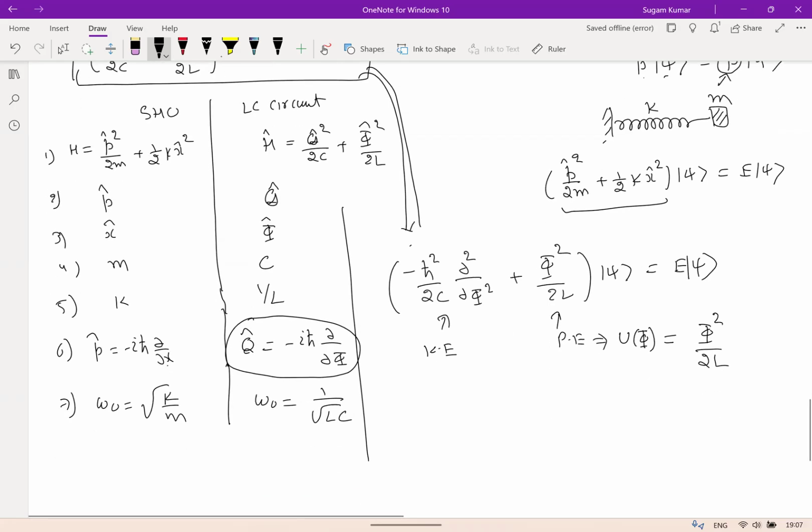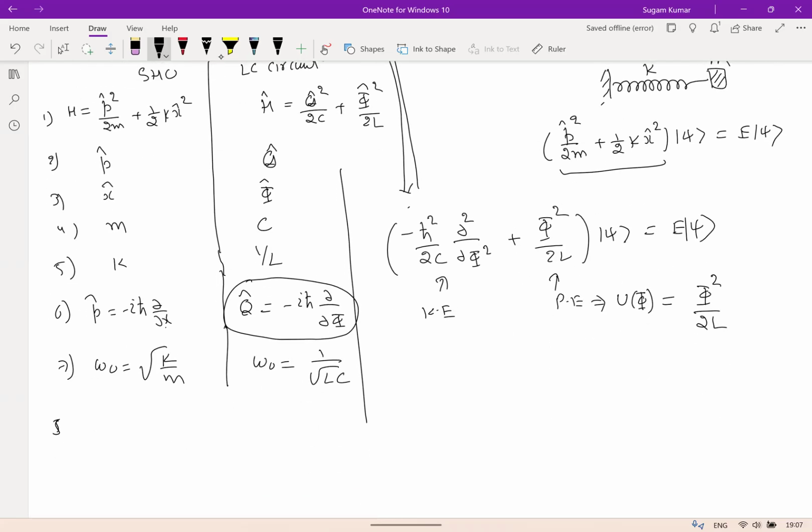And for example, when you talk about energy, the energy is n plus half h-bar omega. The same logic you can apply here also. So the energy here will again be n plus half h-bar omega naught.